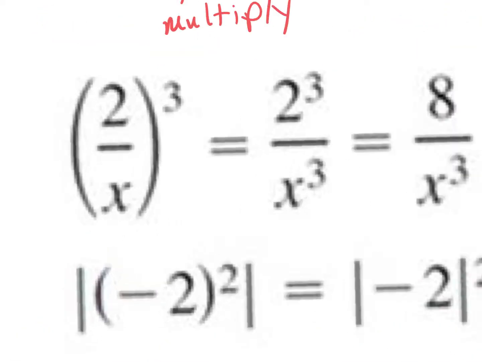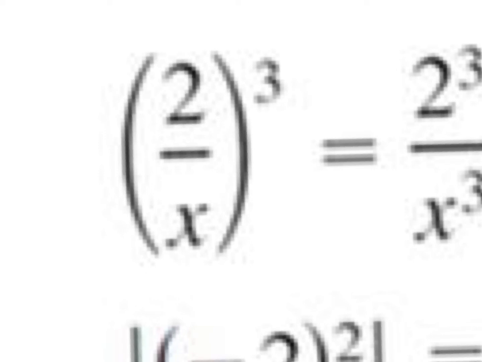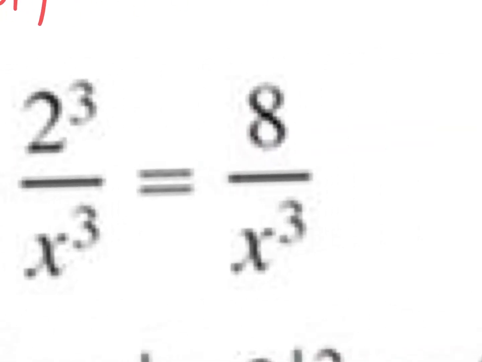Look at this one. I have 2 over x to the third power. Do you notice where the exponent is? It's outside the parentheses, correct? That means we distribute that exponent to everything inside the parentheses. So it's 2 to the third over x to the third. Anything we can simplify, we do. So 2 to the third power is the same as 8.